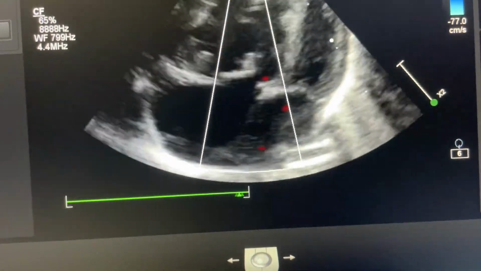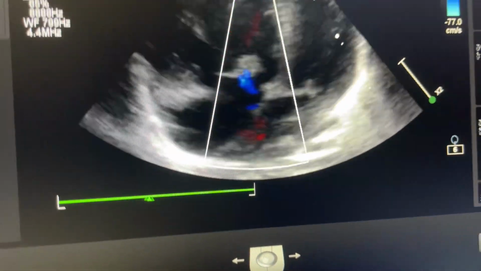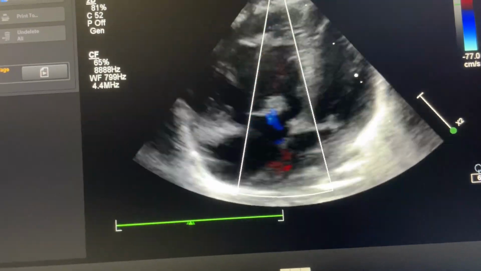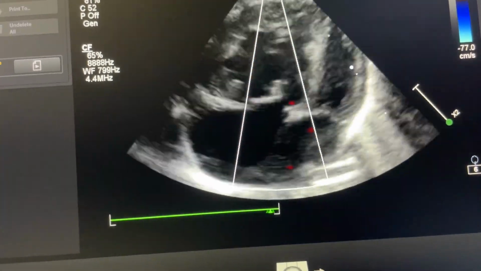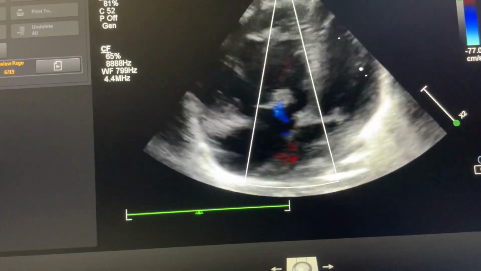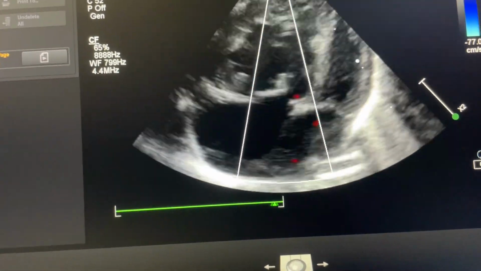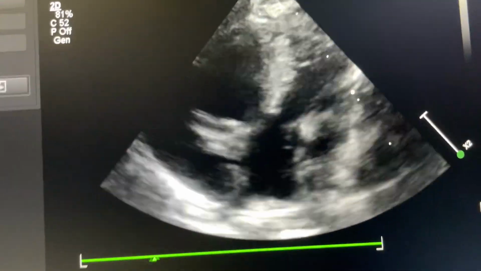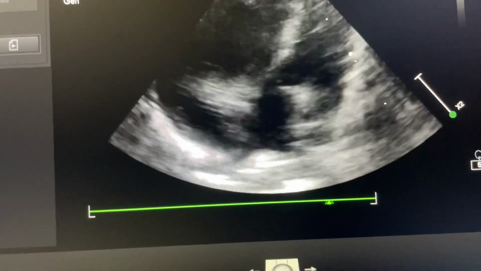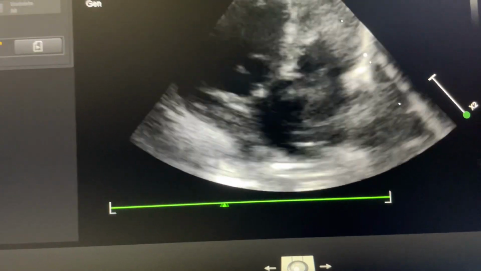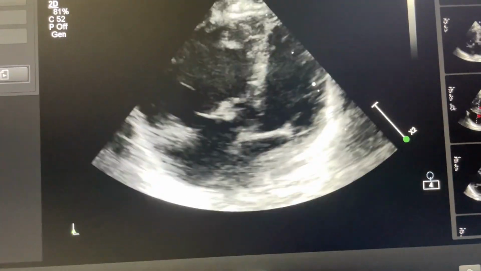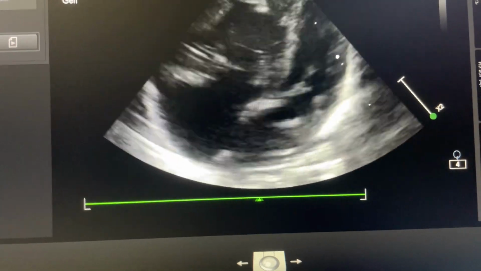So whenever you see right atrium and right ventricle enlarged in a neonate, try to find out the arrangement of pulmonary artery and aorta from the respective ventricle. You have to find out from which ventricle the pulmonary artery arises. You can clearly see pulmonary artery arises from left ventricle and aorta arises from right ventricle. There is no VSD in this case. Right side chamber is severely dilated.